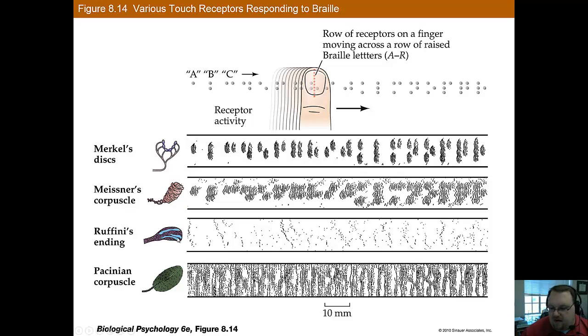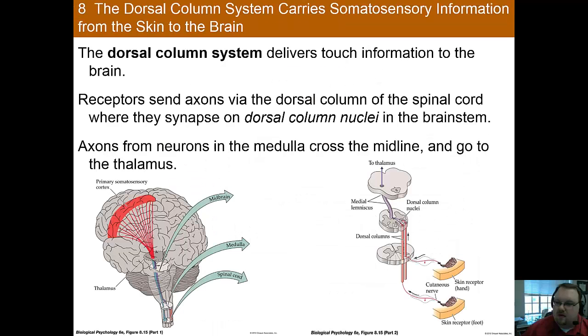Of course, you don't have too much of a stretch here, so you see a little bit of activity from the Ruffini's endings, but not that much because the skin's not stretching that much. And lastly, you do have some vibrations as your finger moves across the Braille. But as far as actually making out the Braille, it's going to be primarily the Merkel's disks and the Meissner's corpuscles that are really responsible for that.